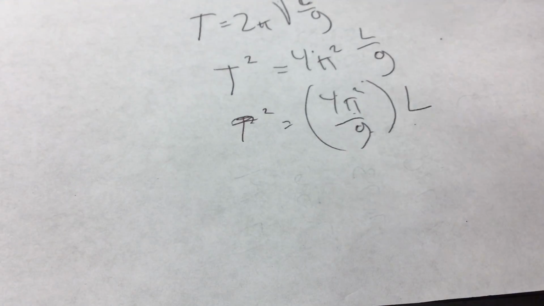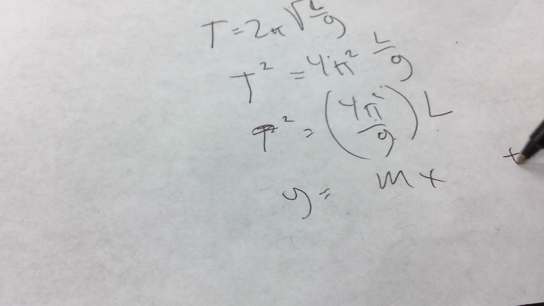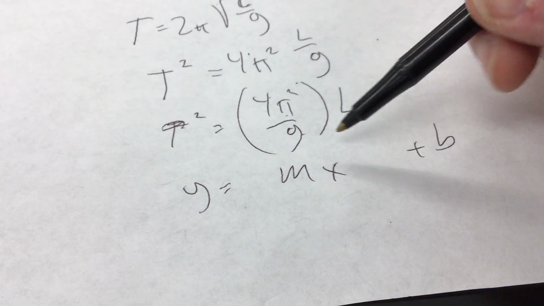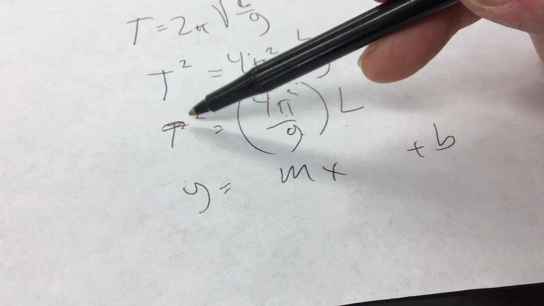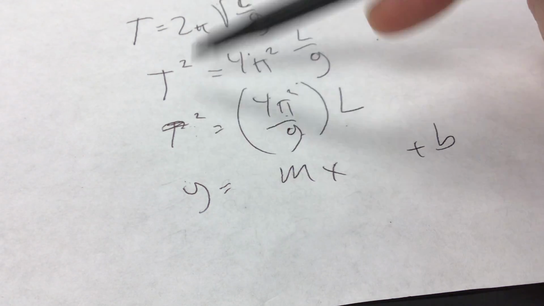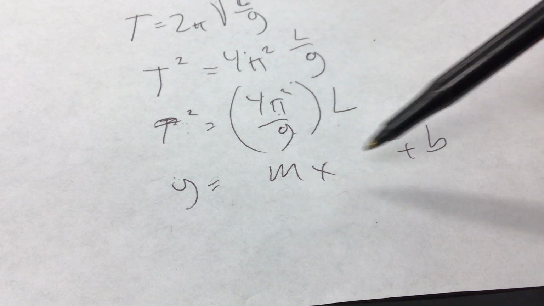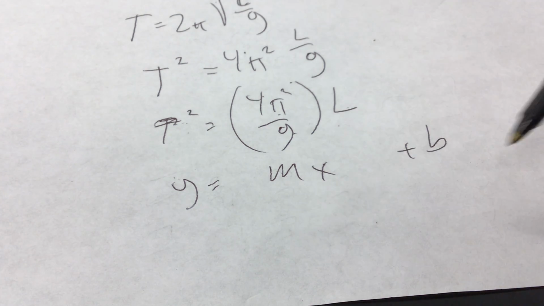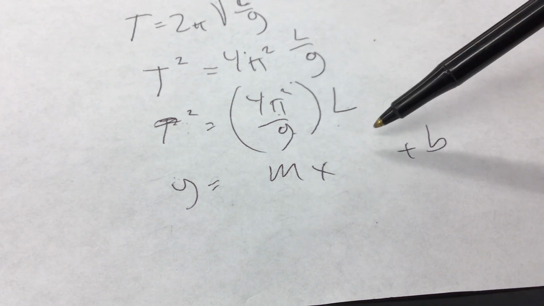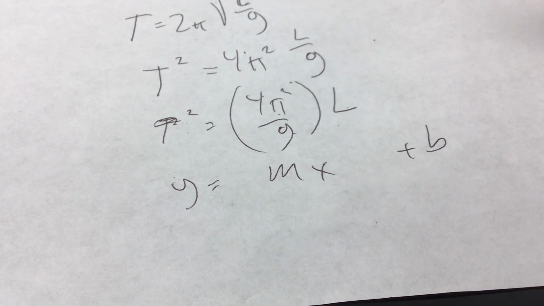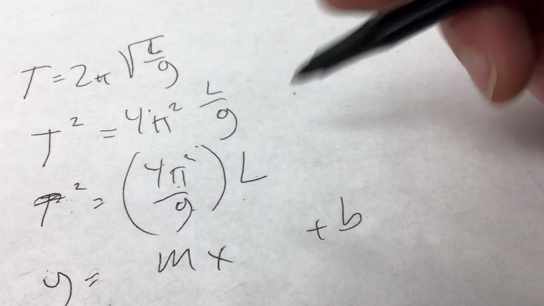So remember the equation of a line, y equals mx plus b. In this case, y is T squared, so that means you put T squared on the y-axis, the vertical axis. L will go on the x-axis, okay? The slope will be equal to 4 pi squared over g. Don't worry, you're going to probably get some sort of y-intercept.